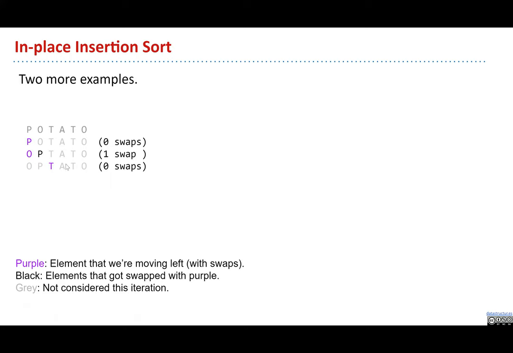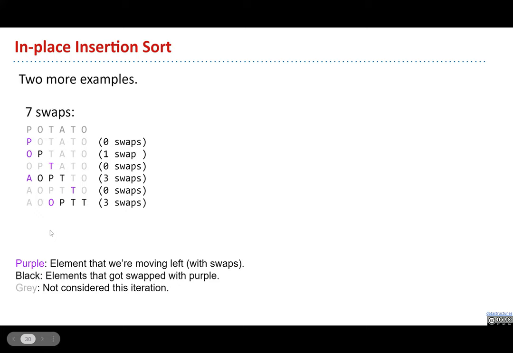Should A swap? That one we know, good. And how far do we go to the front? How many swaps total? 3, good. Okay, T, no swaps. O, we do 3 swaps. We end up with A-O-O-P-T-T. That's insertion sort. So the total number of swaps was 7.